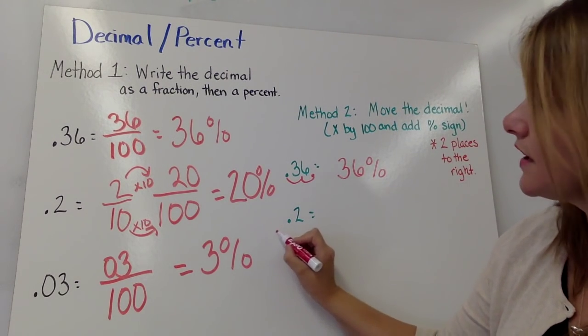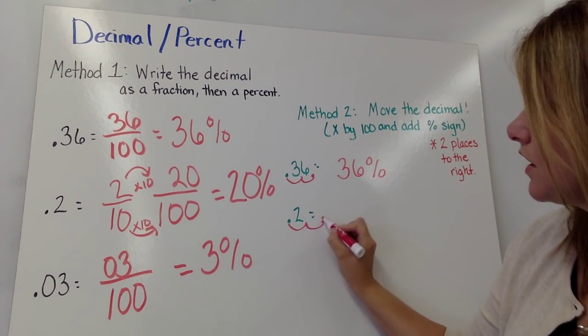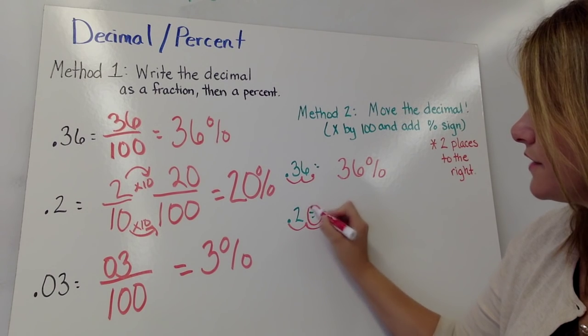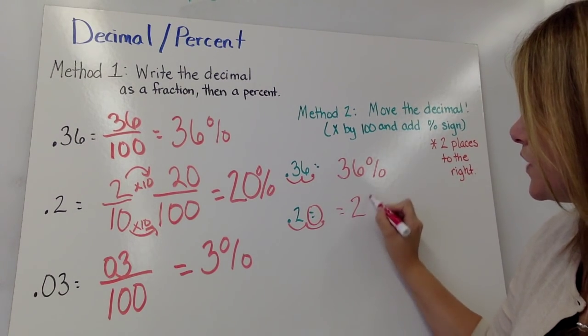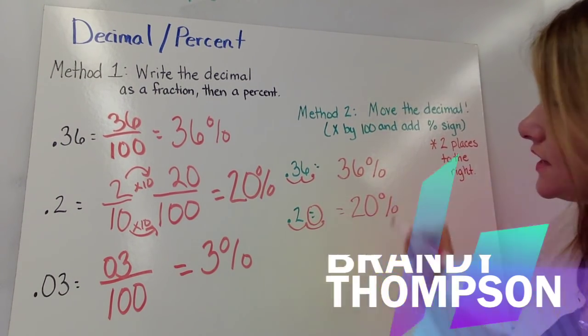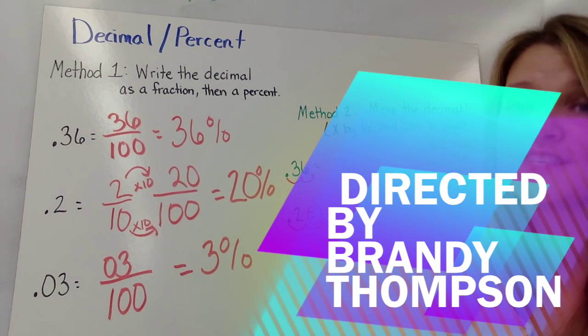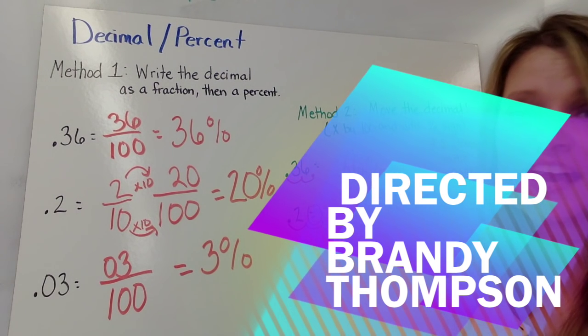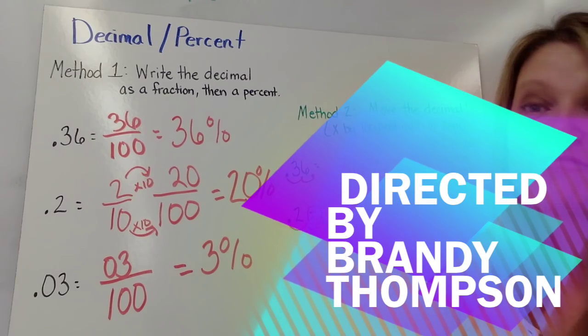Okay, same thing here, 1, 2. There's nothing there, so we've got to add a 0. It's the same as 20%. Now, this is a good refresher. Make sure you take all the notes that you can and practice, practice.